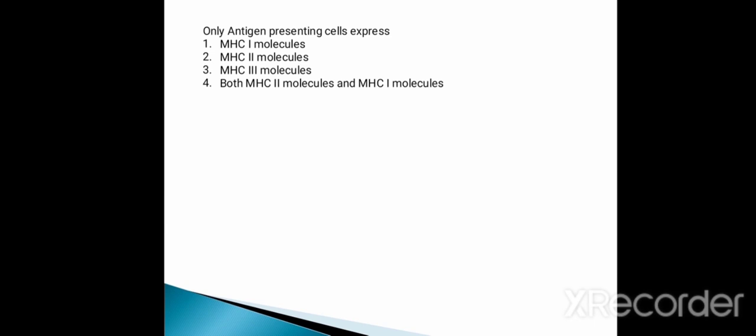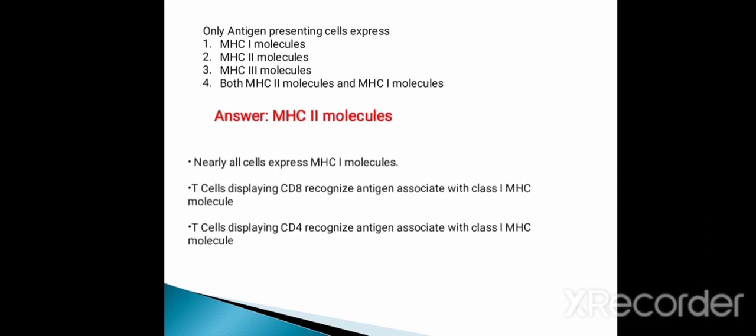Next question. Only antigen presenting cells express option 1 MHC1 molecules, option 2 MHC2 molecules, option 3 MHC3 molecules, and option 4 both MHC2 and 1 molecules. And the correct answer is MHC2 molecules. That is, only antigen presenting cells express MHC2 molecules, whereas nearly all cells express class 1 MHC molecules.